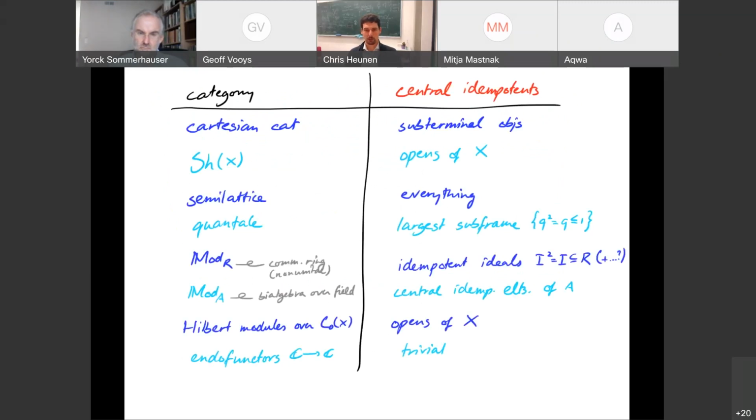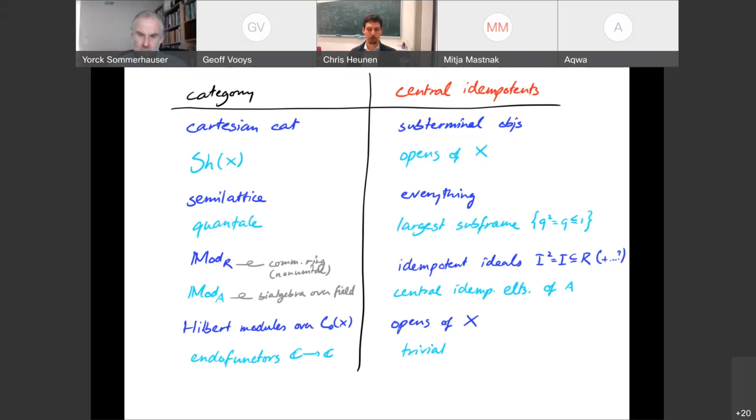So we've seen a lot of examples now. On the left here, I've made a little table. On the left is the category, on the right is what are its central idempotents. If you start with a Cartesian category, you get exactly the subterminal objects. Specifically, if you start with sheaves over X, you get the opens of X. If you start with a semilattice, every element is a central idempotent. If you start with a quantale, you get the largest possible subframe within the quantale, namely all the idempotent elements below 1.